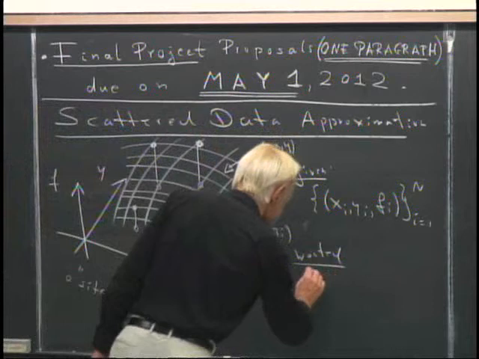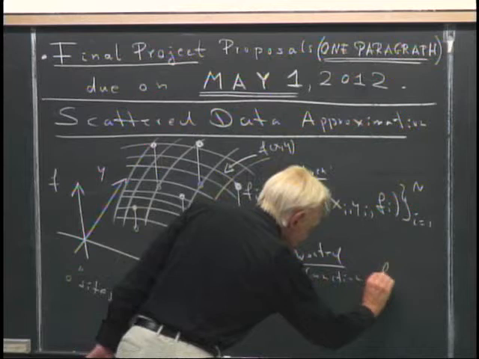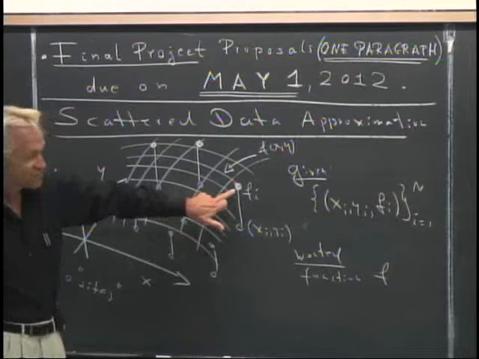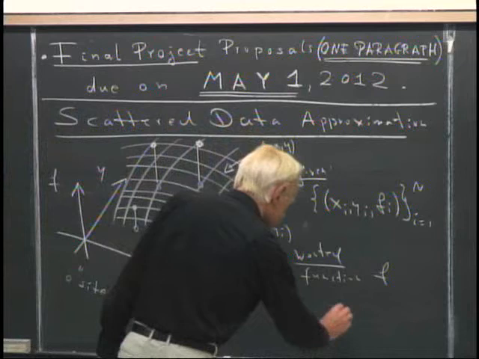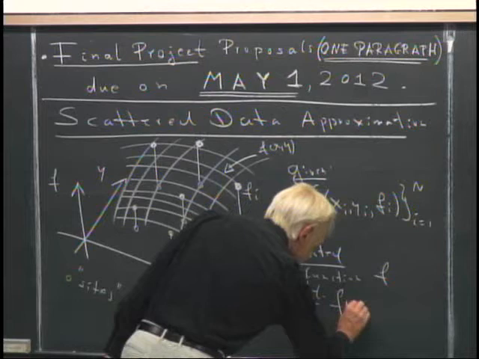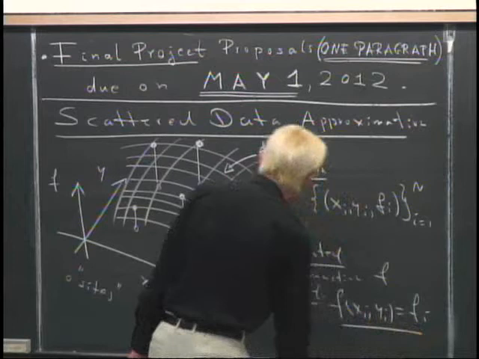So wanted is a function f that should initially only satisfy one condition, namely that when I evaluate this function f, it should reproduce the measurements fi at the sites xi, yi. Function f such that, when evaluated at the site, reproduces that value that I'm given there. That's all.